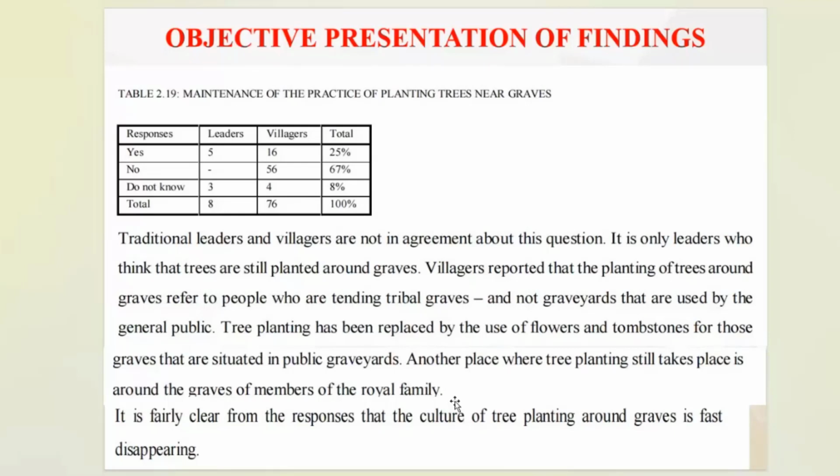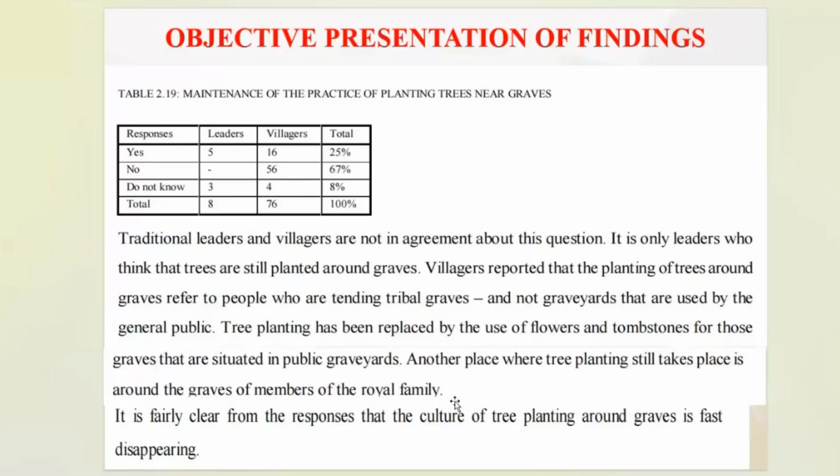Is this still continuous? And you will hear. We can see that we've got responses that say yes, no, don't know. There are three: you either know and you say yes, they're still planted, or no, they're not planted anymore, or I don't know. We sought responses from leaders, because leaders had their own questionnaire and the villagers had their own questionnaire. And this is just a sample.